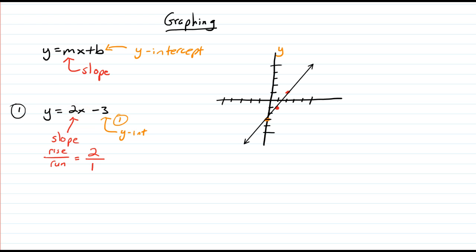So this 2 was our slope because we're going up 2 over 1. The 3, the -3, was where we started on our y-intercept.